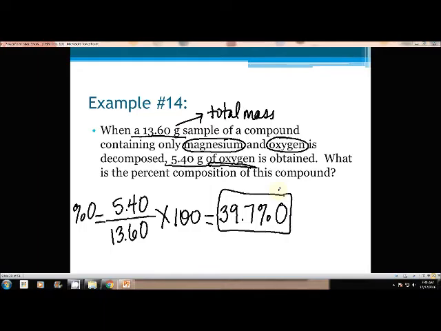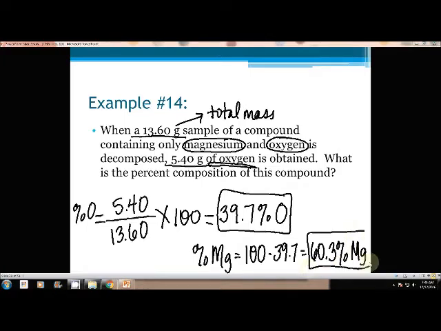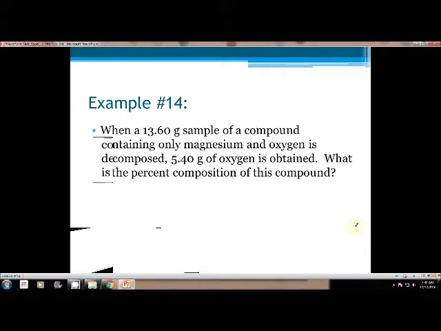Well, the nice thing about this is, since they all add up to 100, and when we have 2 of them, we can subtract from 100 to find out magnesium. So, for the percent of magnesium, we would just take 100 minus the percent of the oxygen, 39.7, and that turns into 60.3%. You could, if you wanted to, plug back into the equation and put the 13.60 on the bottom and solve for magnesium that way, but I find it's a little bit easier to do it this way. So, there we go. Let's do another example similar to this.